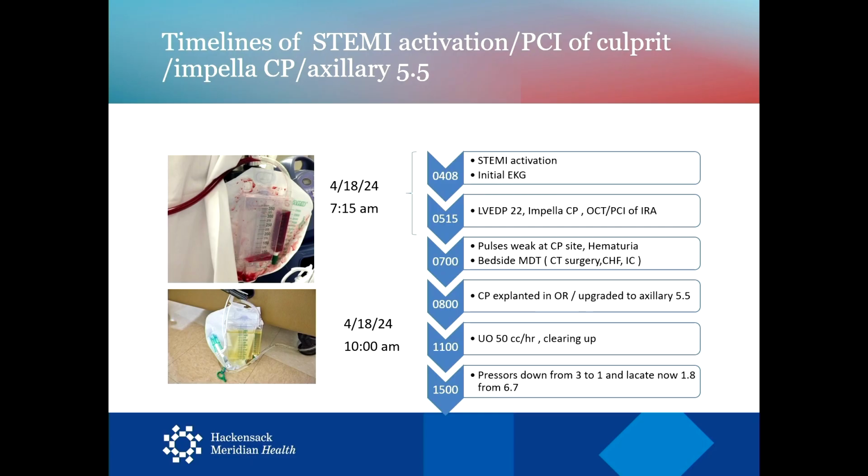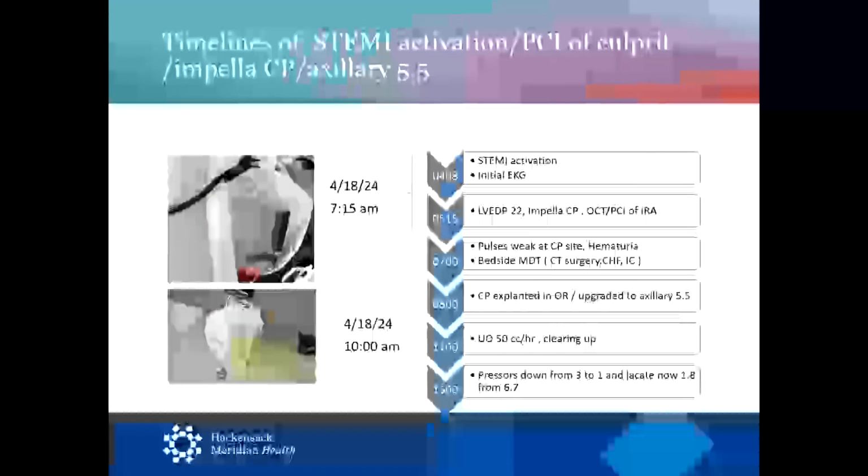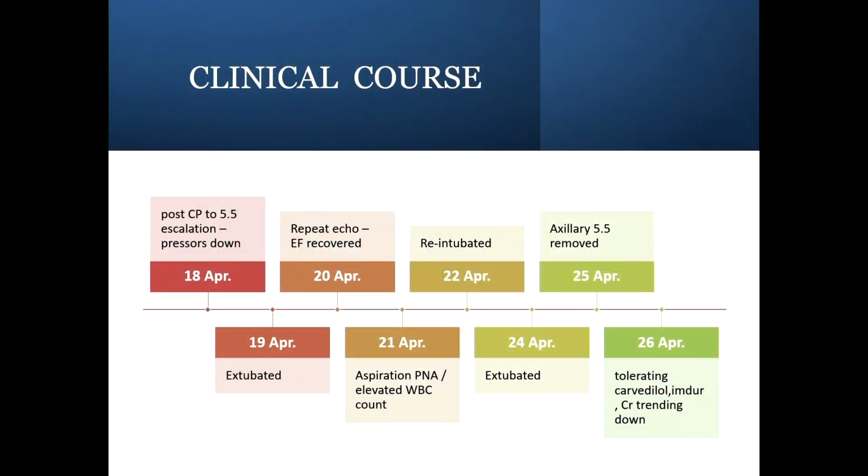His initial creatinine at 4 in the morning was 1.5, and on the next set of labs, around noon, his creatinine has peaked to 4.5. The good thing is that his initial lactate, which was 6.7 on initial presentation, after the 5.5 is down to 1.8. So in terms of the clinical course of this case, after 5.5 escalation from CP, we were able to successfully wean pressors down to 1 from 3. He did get extubated the very next day, so post-arrest day 1, he was extubated.